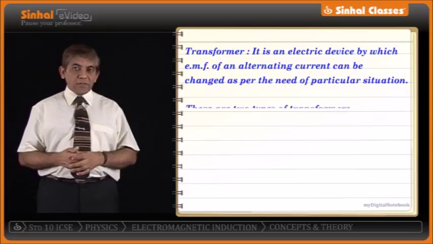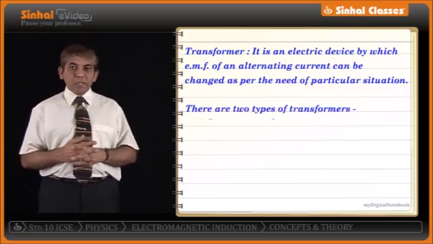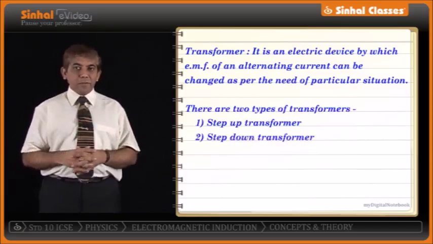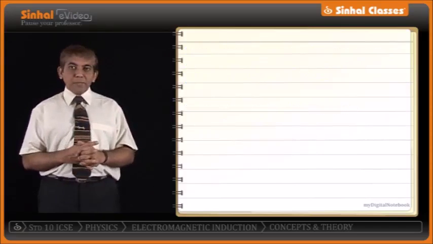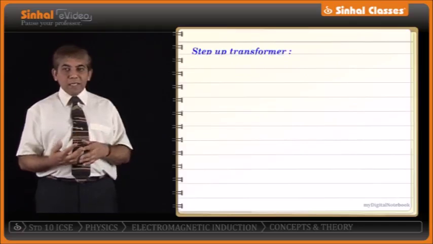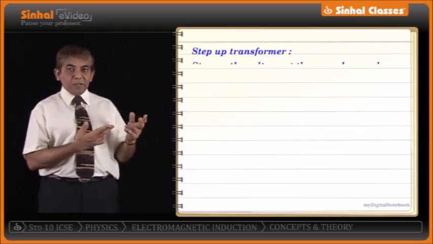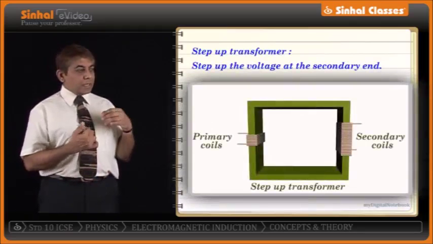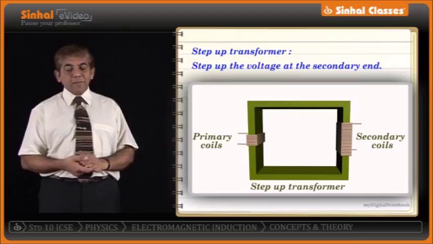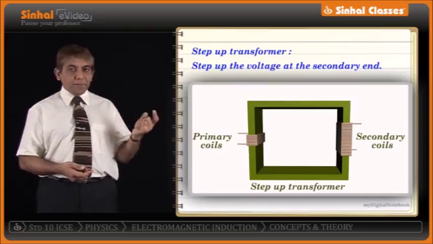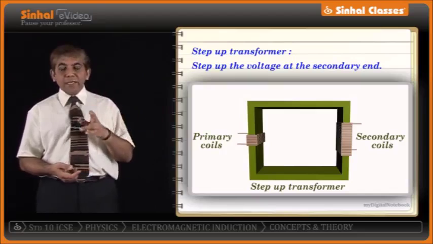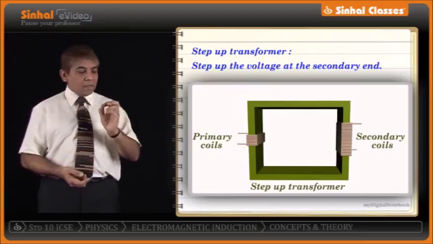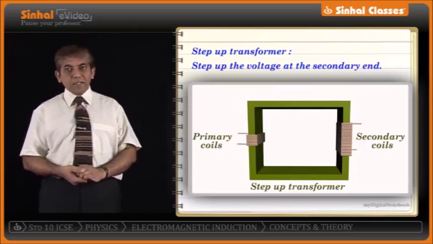There are two types of transformers, broadly classified into two types: step-up transformer and step-down transformer. Talking about step-up transformer, definitely the word is indicative. I have to step up the voltage at the secondary end, or I have to step up the current across the secondary end. The moment I'm talking of stepping up, that means I have to correlate it with which law? The first law that we studied. Yes, Faraday's law of electromagnetic induction.